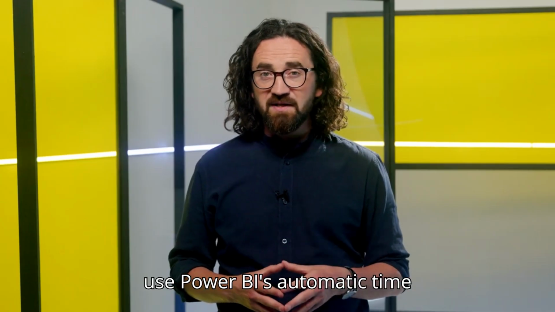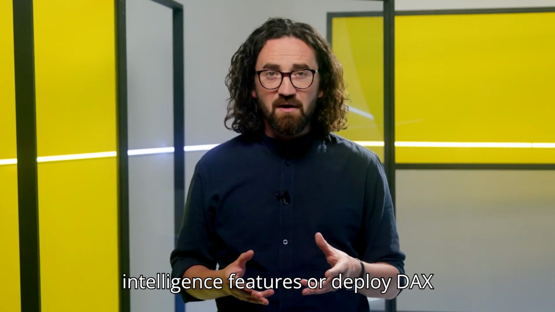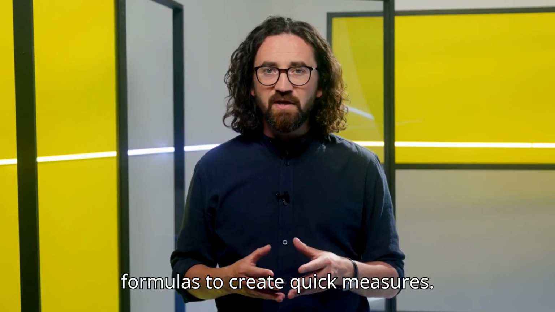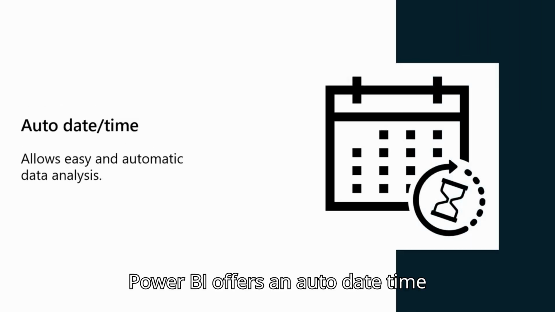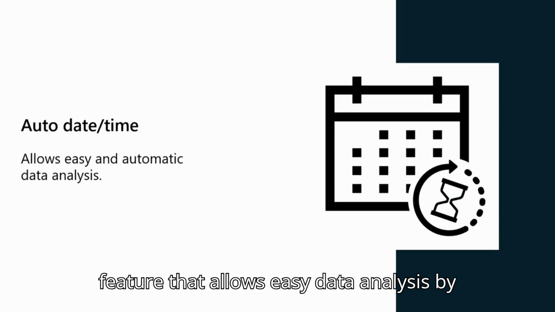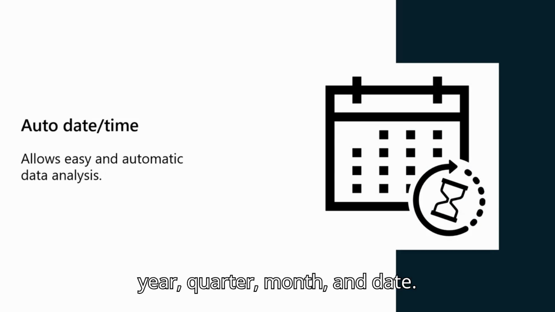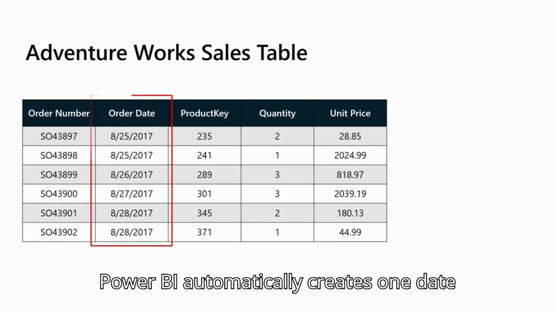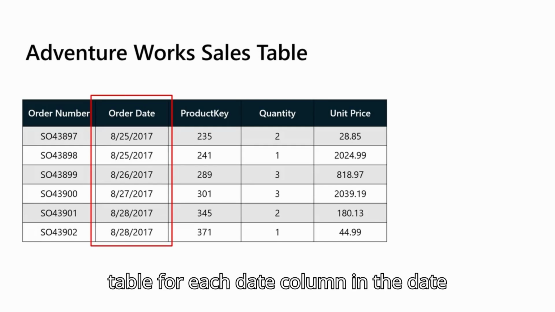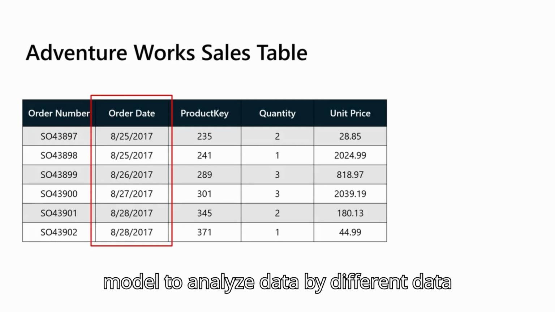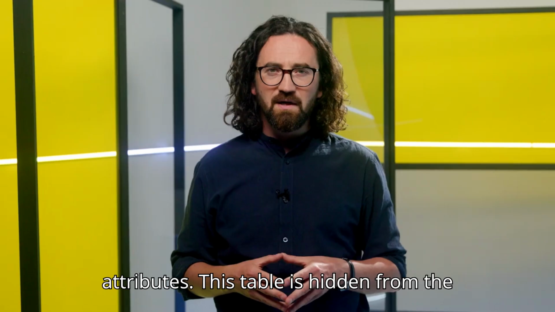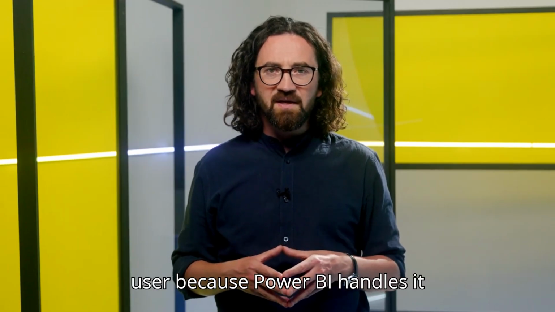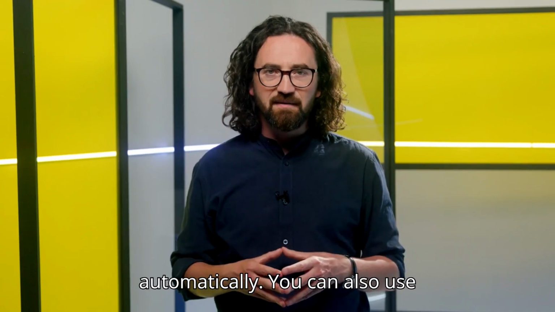You can use Power BI's automatic time intelligence features or deploy DAX formulas to create quick measures. Power BI offers an auto date time feature that allows easy data analysis by year, quarter, month, and date. This is useful for smaller data models. Power BI automatically creates one date table for each date column in the date model to analyze data by different date attributes. This table is hidden from the user because Power BI handles it automatically.